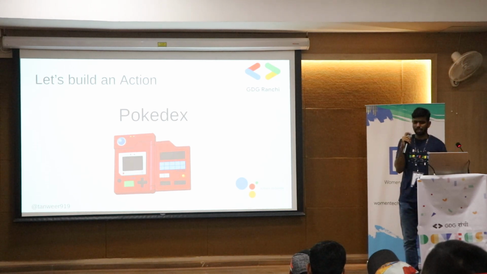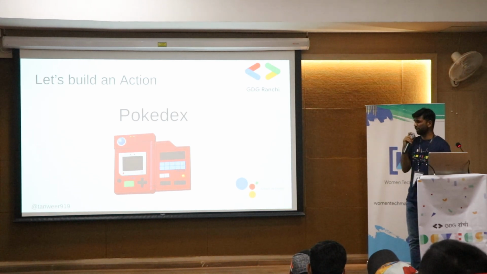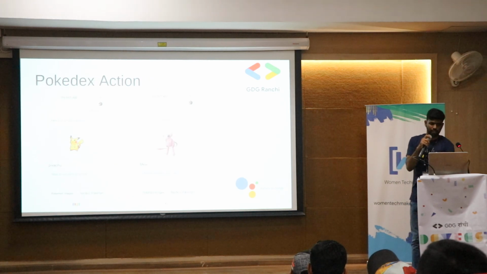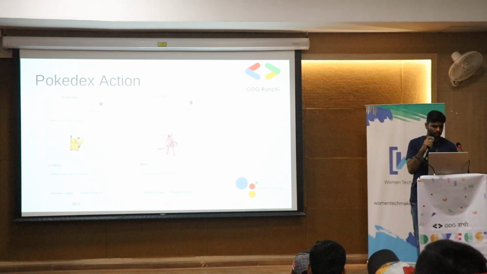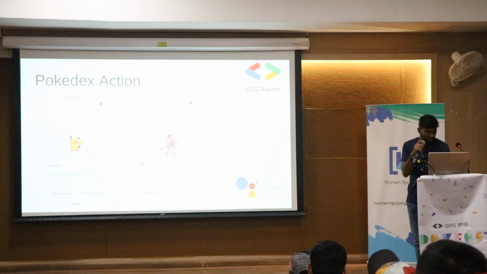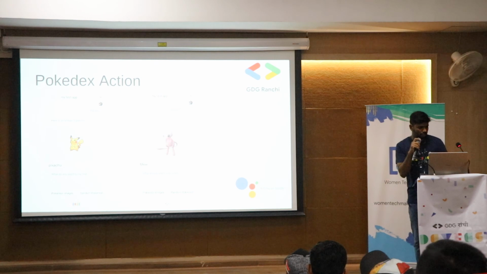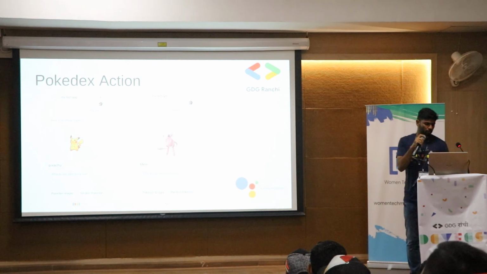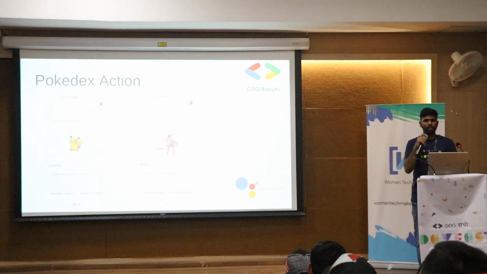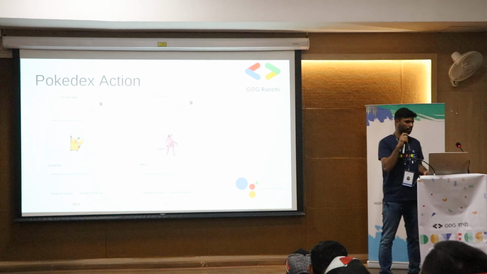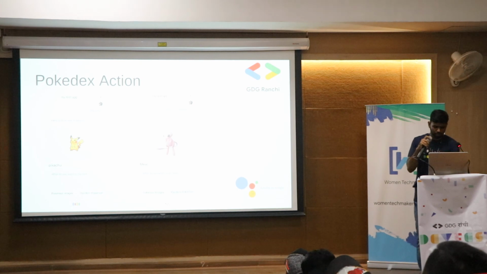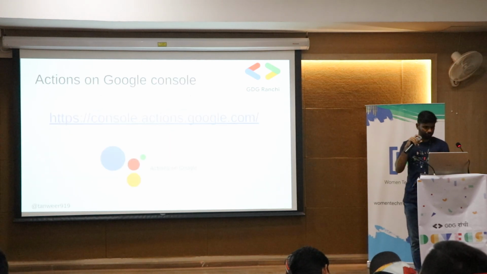Here is a simple action I built, named Pocket Pokédex. There are two intents. One is Pokemon images. If you open it, it asks for the name of a Pokemon, then shows the corresponding images, and it can even show a random Pokemon.